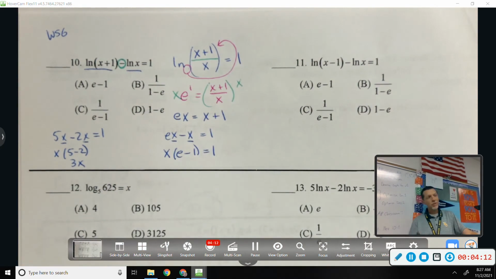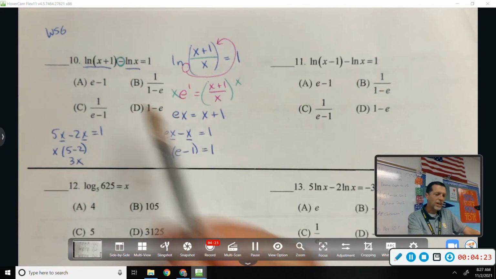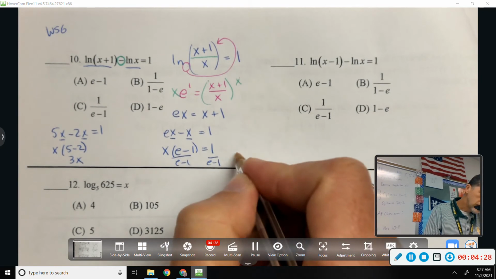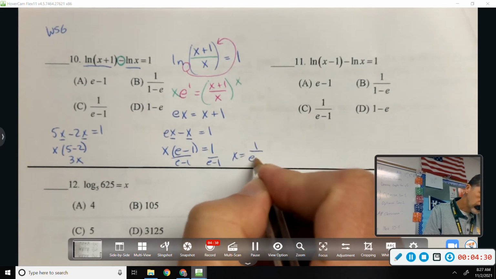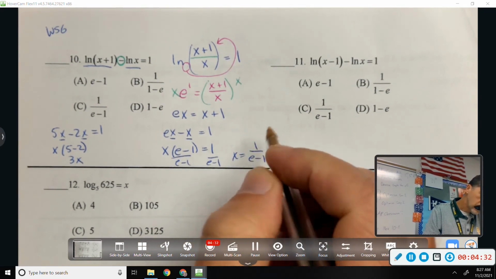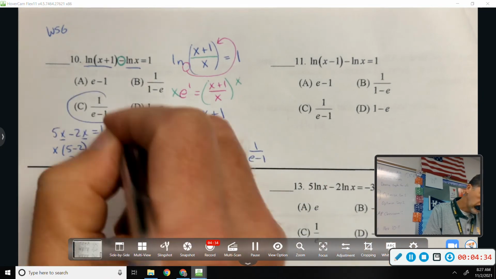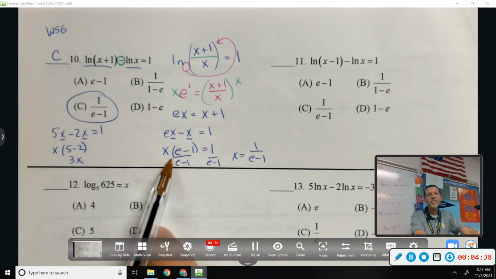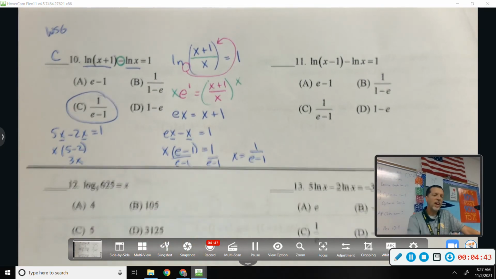Except I can't really do e minus 1, so I'm just stuck with e minus 1. So now I'll divide by e minus 1. Plus you start looking at your answer choices, and you're like, wait a minute, I'm getting close here. Why wouldn't you just divide by x? I'm trying to get x by itself. I don't want to divide by x. I want to divide by something that leaves x.